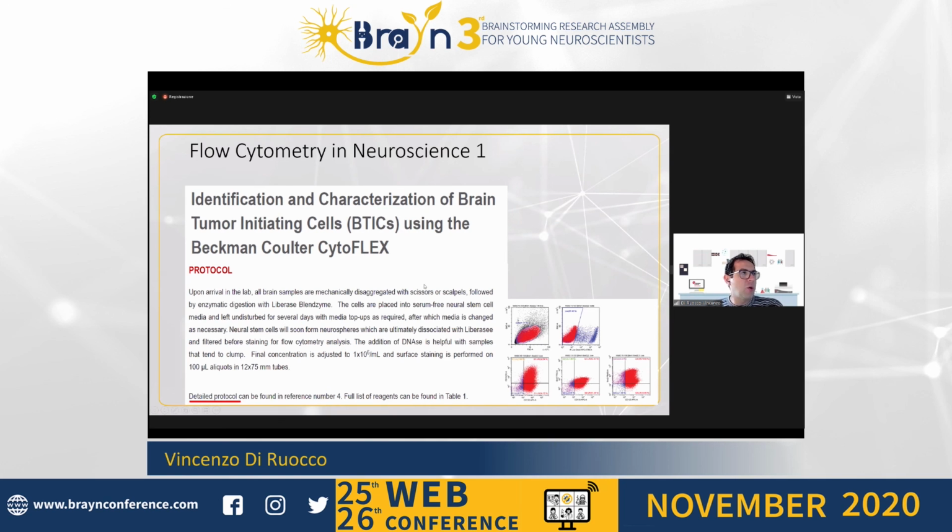In this case, what I'm showing here is identification and characterization of brain tumor initiating cells using the Cytoflex. Of course, we need to mechanically disaggregate these cells with scissors and scalpels. Then we need to use some enzyme to get them into suspension. Then we need to culture them in serum-free neural media. There are a lot of steps, but they are all described in the protocol. I cannot go into the details here. But what we can see is a classical flow cytometry pattern. We have our cells. We can use some viability dyes to identify the cells that are really live. And in this case, we are using 4 or 5 markers to classify these cells.